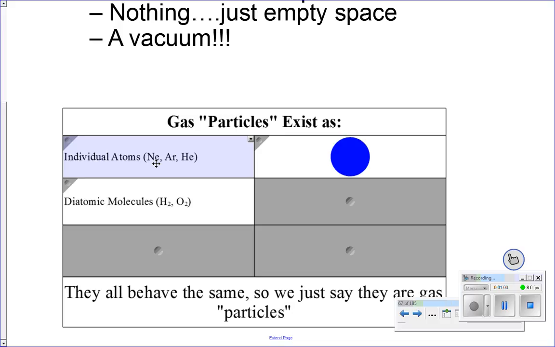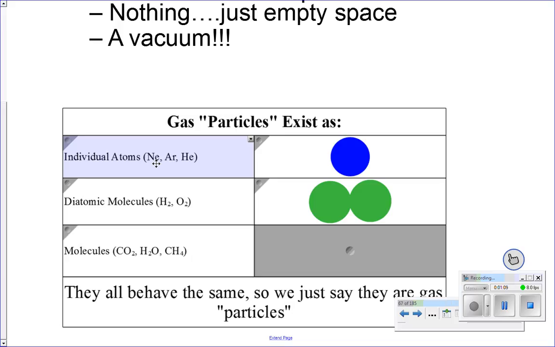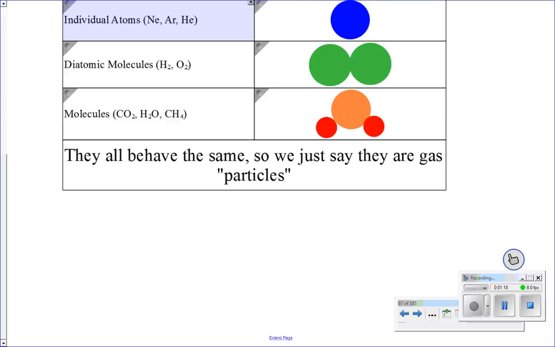We can also expect them to be diatomic gases, things like hydrogen and oxygen. And we can also consider them to be actual molecules of a compound, so water vapor, CO2, something like that. All of these behave essentially the same, even though their geometry isn't exactly the same, so we really consider them to just be gas particles.